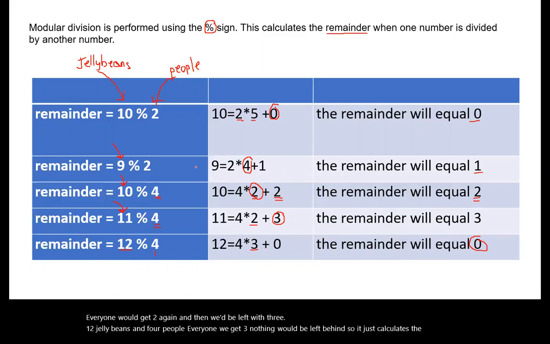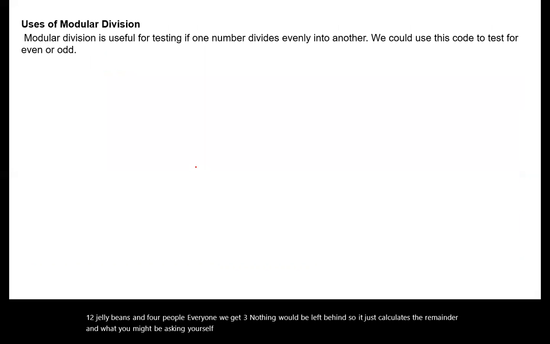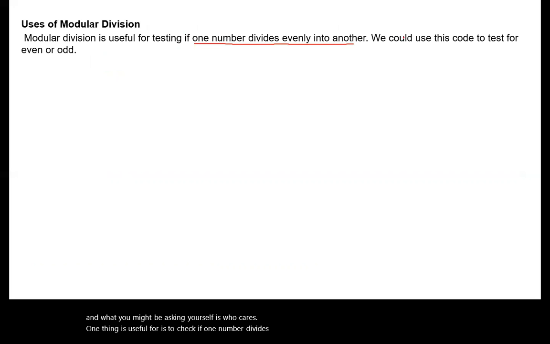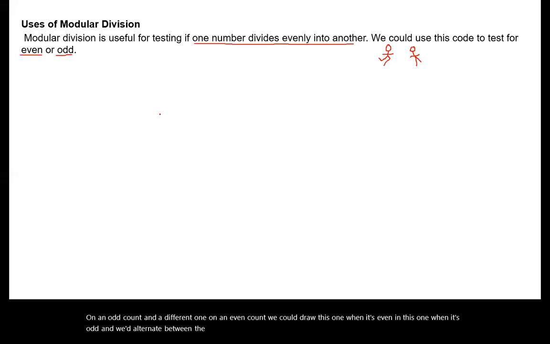And what you might be asking yourself is, who cares? You do. One thing it's useful for is to check if one number divides evenly into another. Great for testing things for even and odd. Useful in things like animation. If you're animating between different forms of a person moving, and you want to draw one of the forms on an odd count and a different one on an even count, we could draw this one when it's even and this one when it's odd, and we'd alternate between the 2 images. So it's really quite useful.